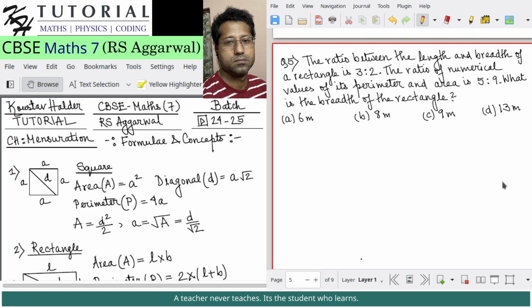Now, since no information of unit is given in the problem, but you can see the choices are in meters, we will have to assume the length and breadth in meters. So based on the ratio of 3:2, let the length be equal to 3x meter and breadth be equal to 2x meter.